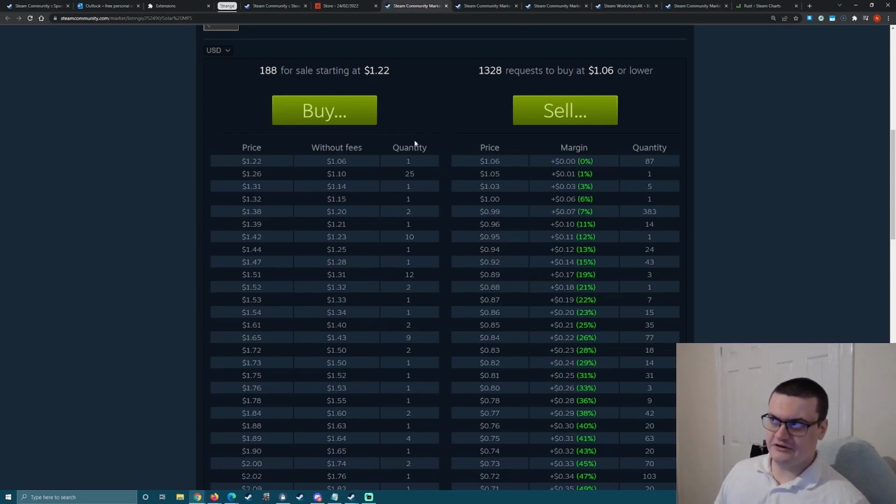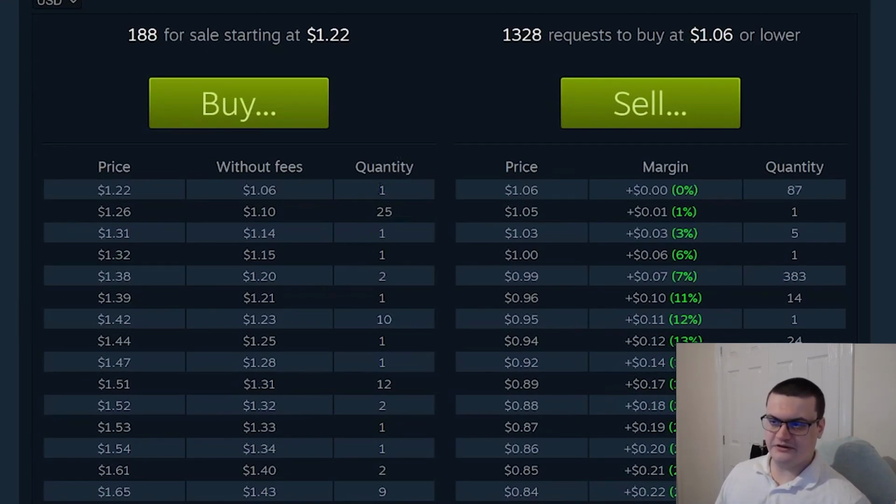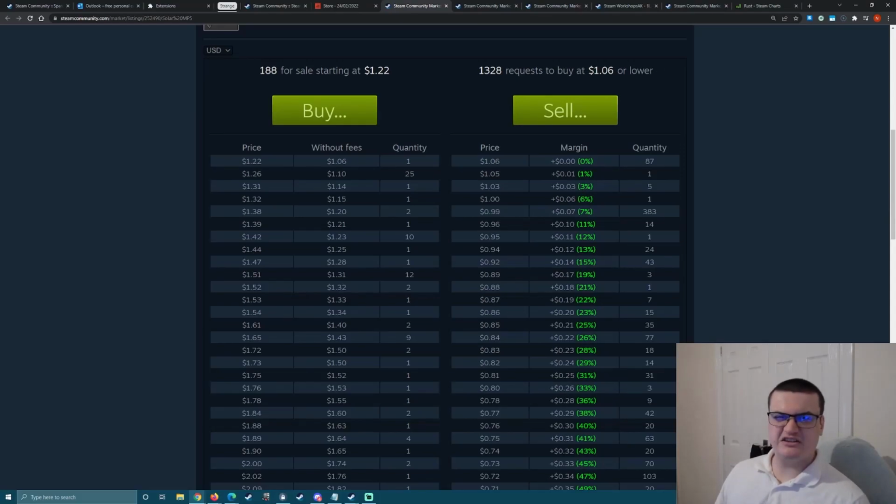Let's take into consideration someone wants to buy this skin. So they buy this skin, it's $1.22, now it goes up to $1.26. Another few people want to buy this skin. It's still $1.26. Another few people want to buy this skin. It's still $1.26. Hasn't changed much, has it?